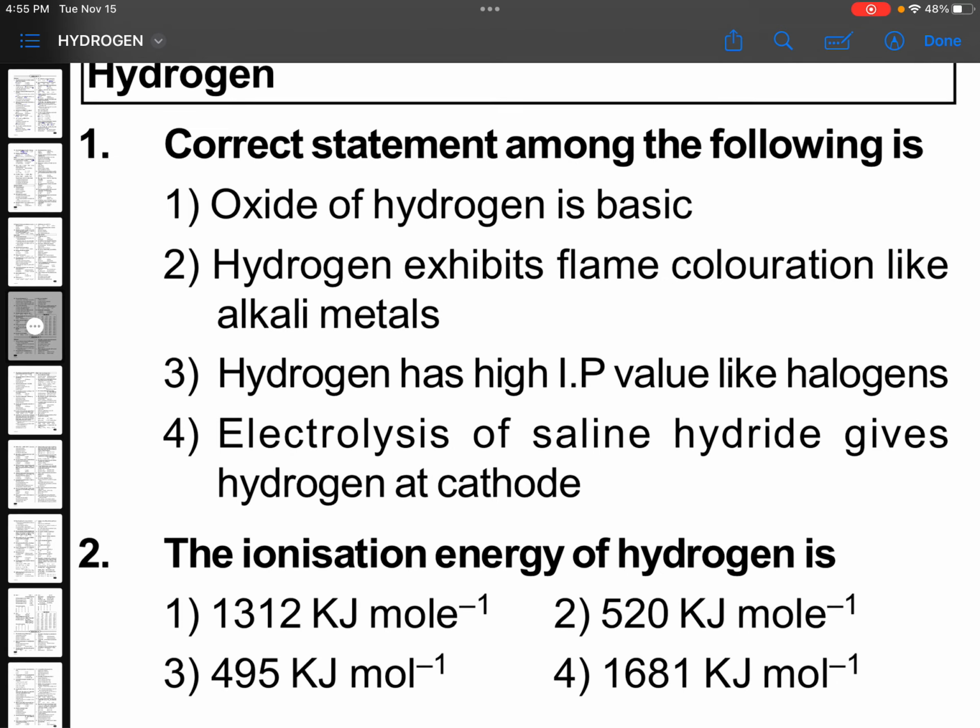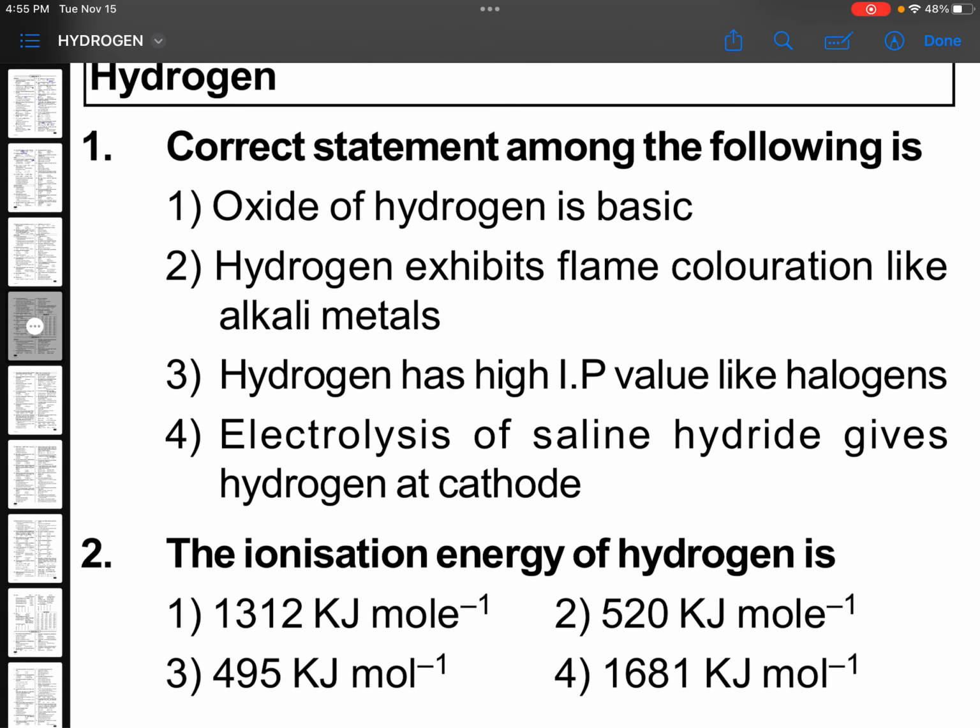Again, we'll try to go with few questions of hydrogen. Correct statement among the following: is oxide of hydrogen basic? Okay, is it right? Oxide of hydrogen is water. Is water basic? No. So what is the right statement? Hydrogen has high ionization potential value like halogens. It is the right statement.